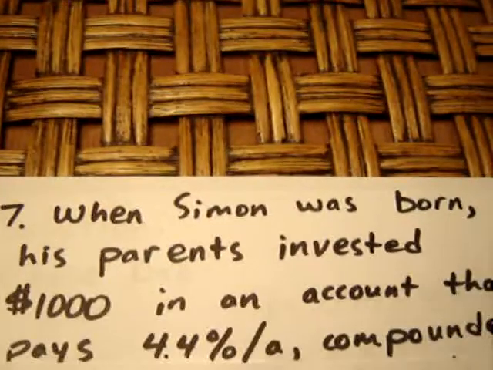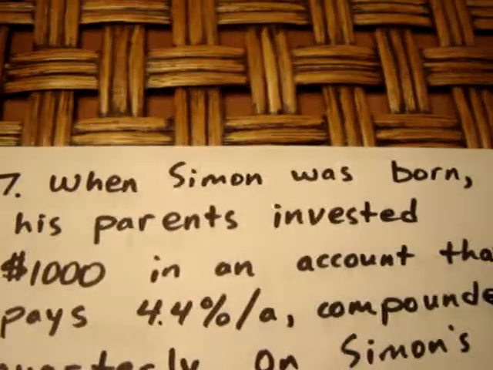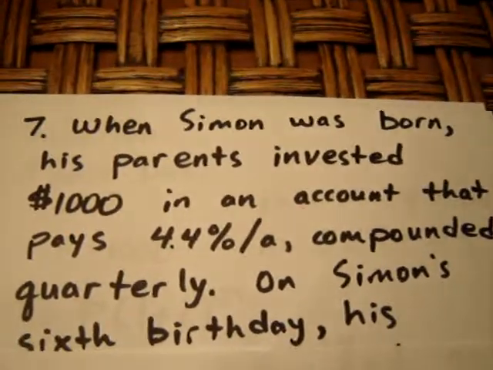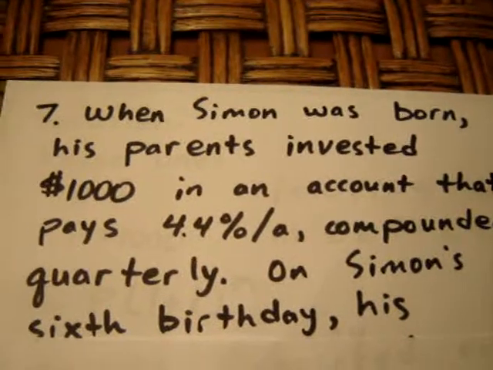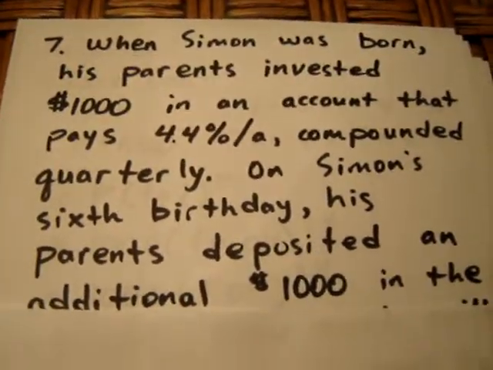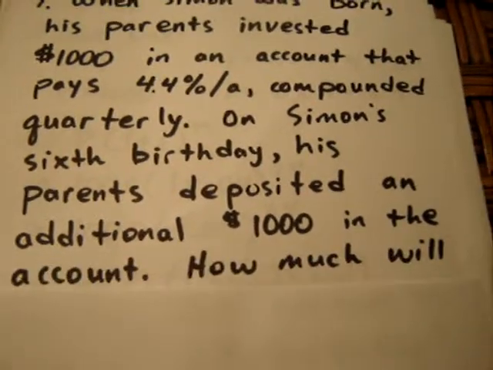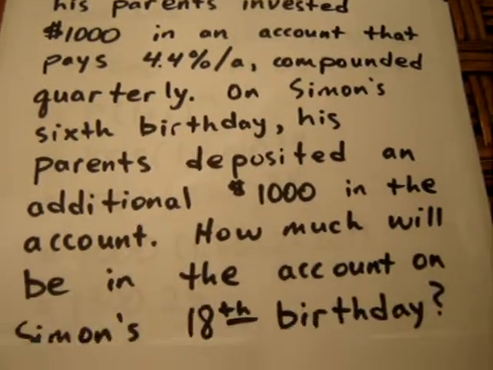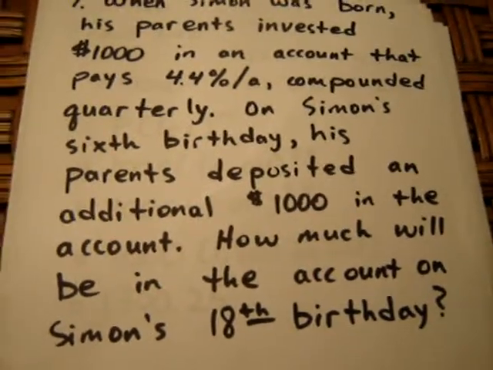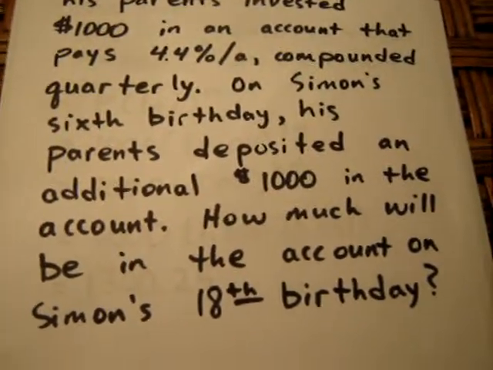Example number 1. When Simon was born, his parents invested $1,000 in an account that pays 4.4% per annum, compounded quarterly. Okay, very generous of them. Then on Simon's 6th birthday, his parents deposited an additional $1,000 in the same account. We're curious how much will be in the account on Simon's 18th birthday. So there have been two deposits.